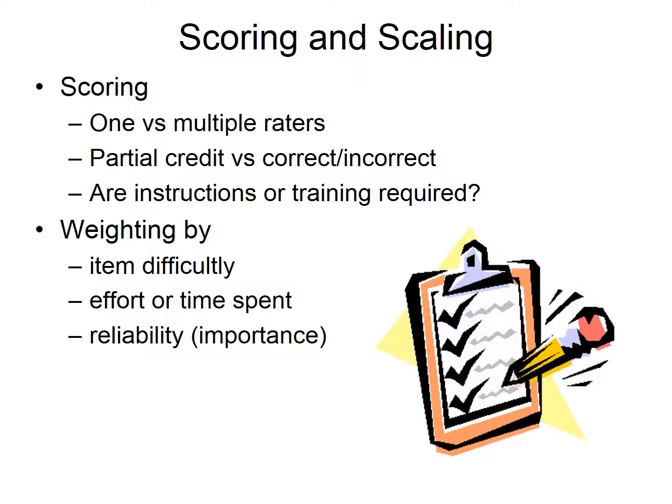Scoring and scaling can also involve, do we decide to weight the items by item difficulty, the effort or time spent, reliability? In other words, are certain items worth more points or not, based on how difficult they are, how hard they are to do. So for example, on the tests that you take in this class, I generally give more points for essay questions, especially if they're a little bit longer than multiple choice. So I'm giving you more points because of the effort and time required.